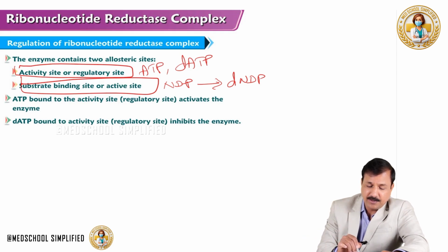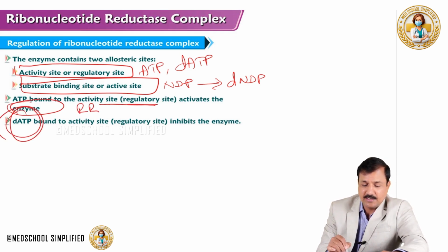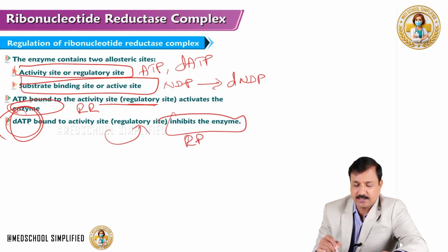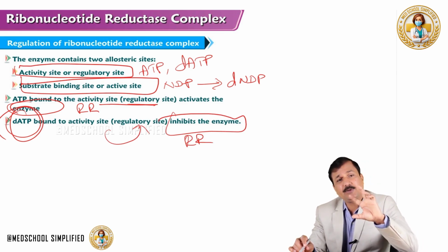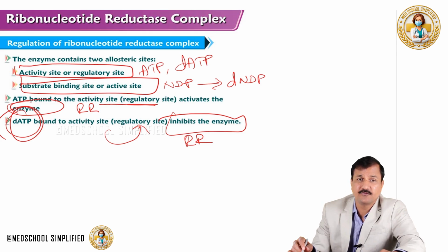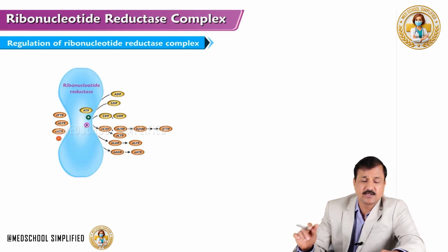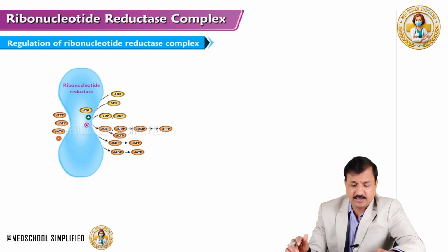Okay, so ATP bound to the activity site or the regulatory site is going to activate ribonucleotide reductase enzyme. Whereas dADP binding to the regulatory site is going to inhibit ribonucleotide reductase enzyme. So ATP is an activator of ribonucleotide reductase, dADP is an inhibitor of ribonucleotide reductase. Now let's get into more details on the regulation of ribonucleotide reductase.